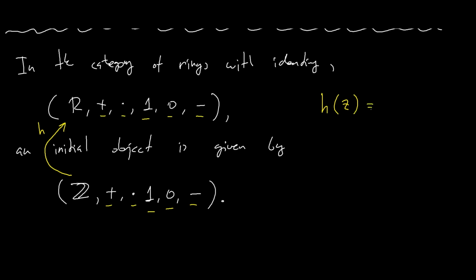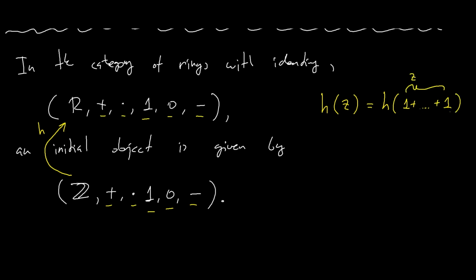So what is H of Z equal? What must it be equal to according to the restrictions we have on H? Well, Z itself is 1 plus 1, Z many times, right?